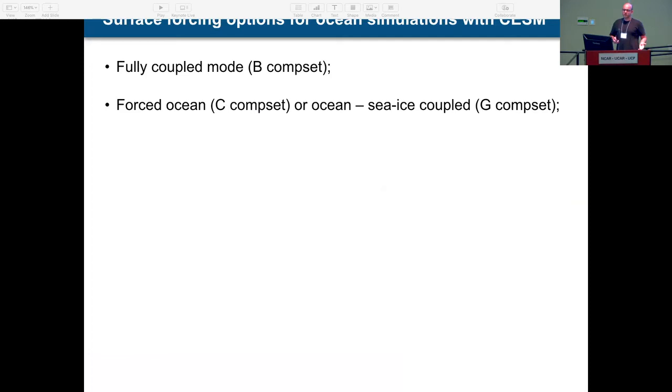In terms of surface forcing options for the ocean model within CESM, we have basically 3 comp sets. You are using the B comp set, or fully coupled mode, so all the components are active. But in the ocean, especially when developing, we also use other comp sets. For example, the C comp set has only the ocean active. All the other fluxes are given by a data component. And the one that we use the most in the ocean, besides fully coupled, is the so-called G comp set, where ocean and sea ice are active. Everything else is given by data.